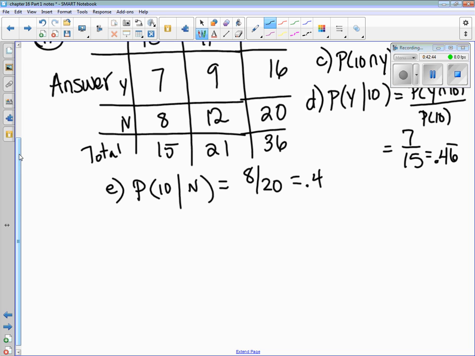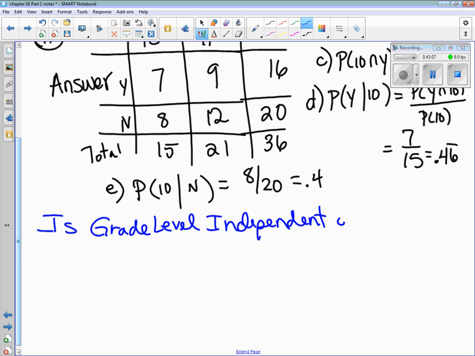So, Stephanie, does that help a little bit? So what I'd like to look at now is the idea of independence. So the question I might ask at this point is grade level and how you answer the question independent of each other? So is grade level independent of how you answer the question?